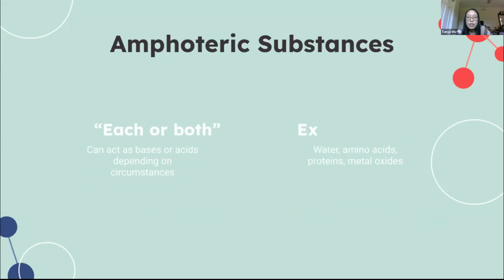Okay, so an amphoteric substance, amphoteric means each or both in Greek. So it means that they can be bases or acids depending on the circumstances. Water is an amphoteric substance. So are amino acids, proteins, and metal oxides.